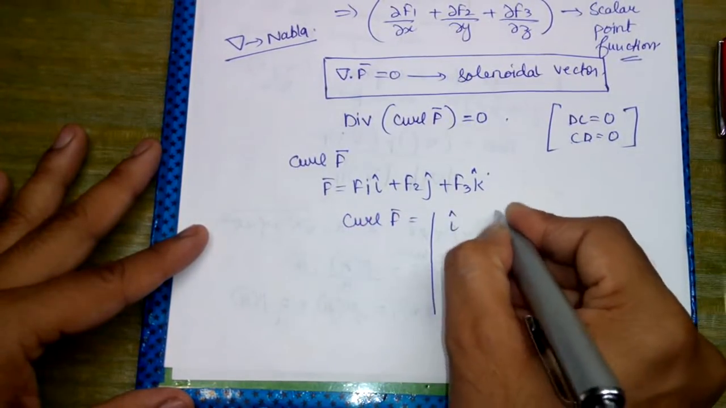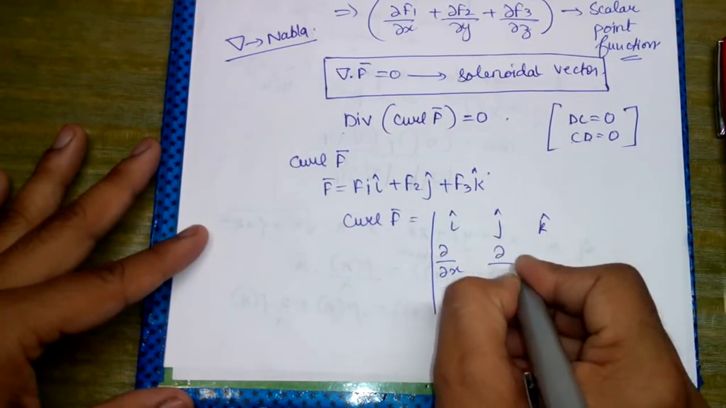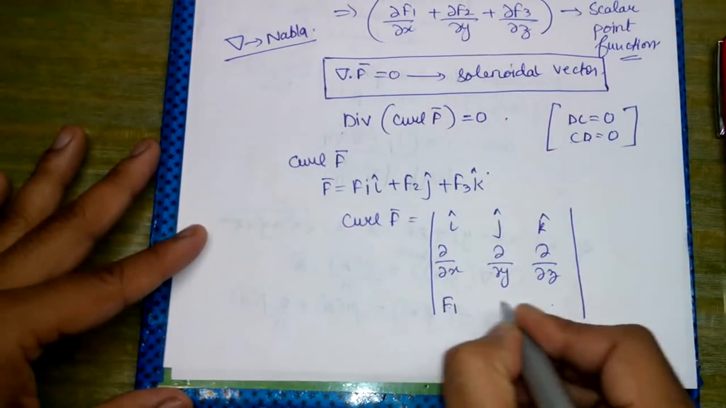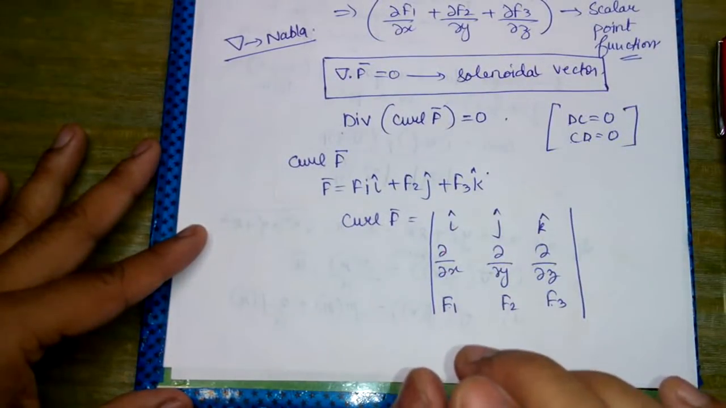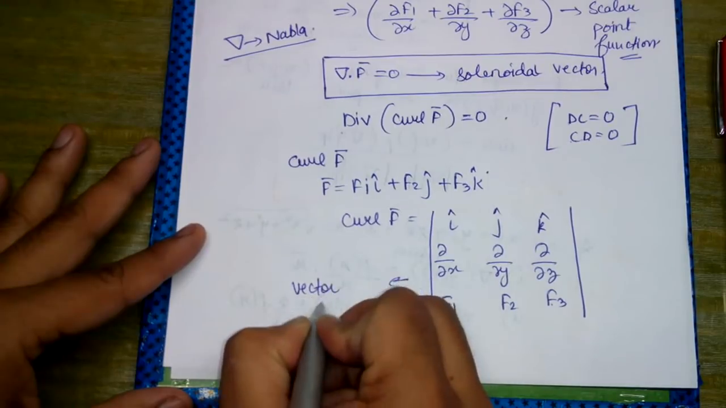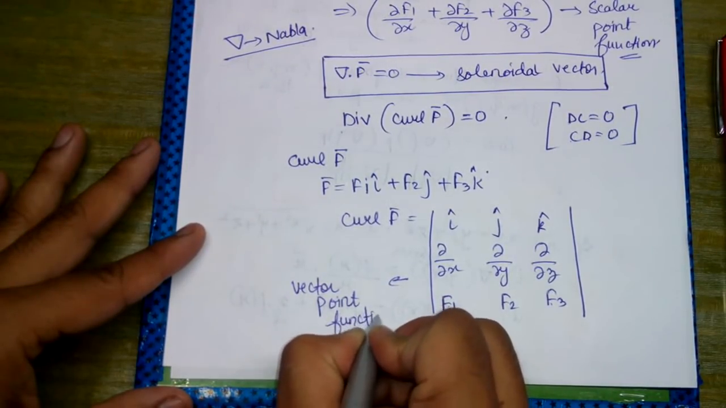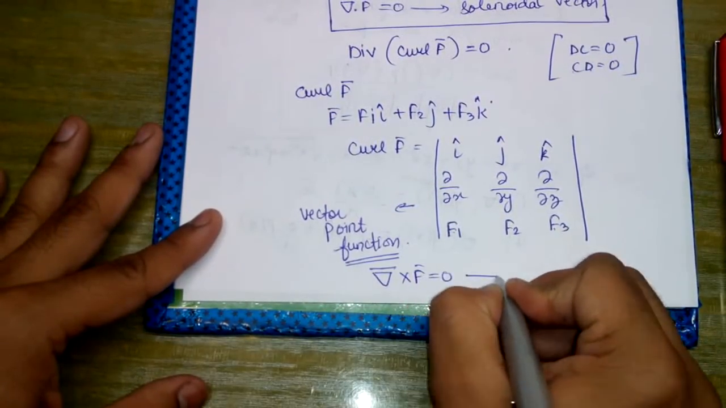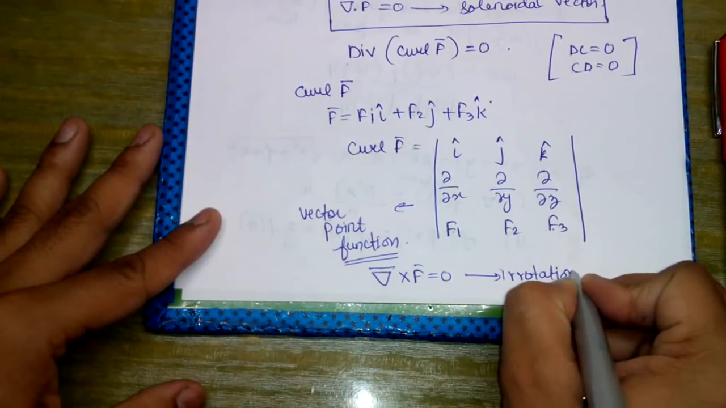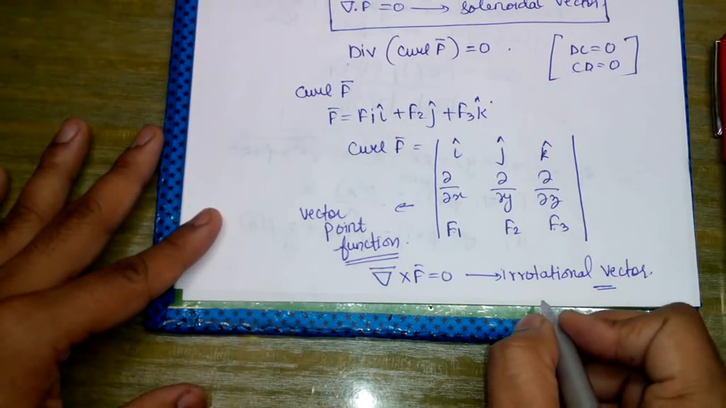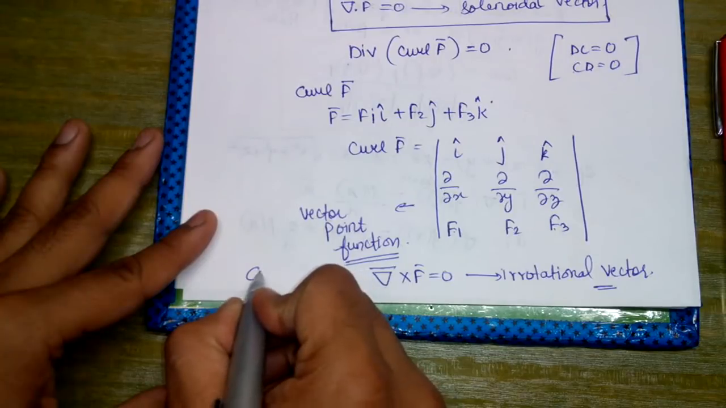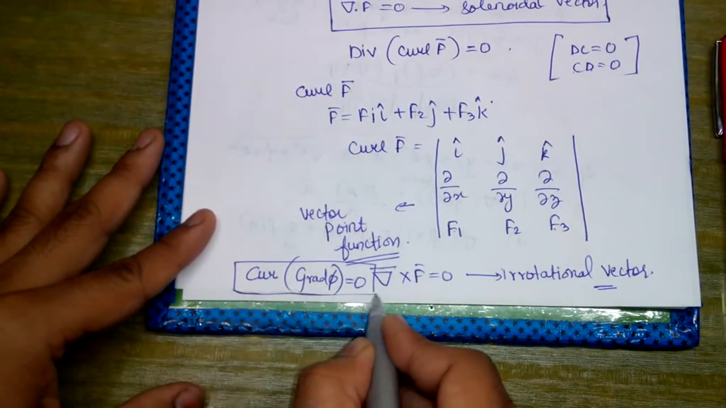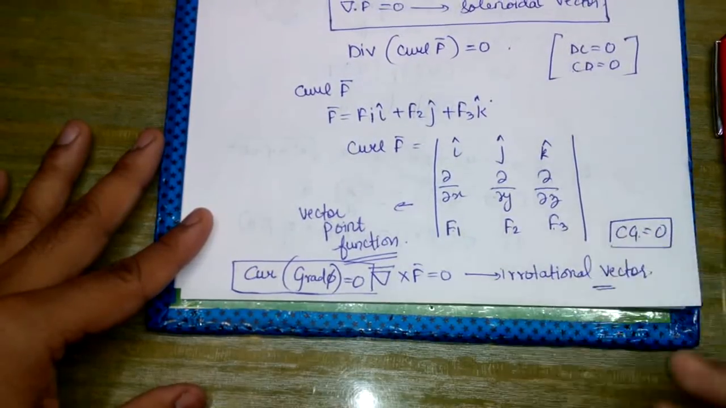Curl of f is simply written as the determinant with i cap j cap k cap, del by del x, del by del y, del by del z, and here we will write only the coefficients of i cap, j cap and k cap. So here we will obtain f1, f2 and f3, and simply we will find out the determinant. And this is actually representing the vector point function. Okay, it is called the vector point function. And if nabla cross f is coming out to be zero, then it is called the irrotational vector. And I have already told you, if you are taking curl of the gradient of phi, then this is also coming out to be zero. So CG is also zero. Curl of the gradient is also coming out to be zero.